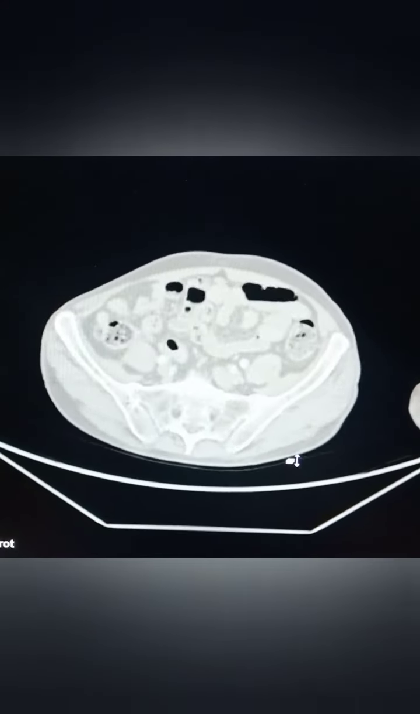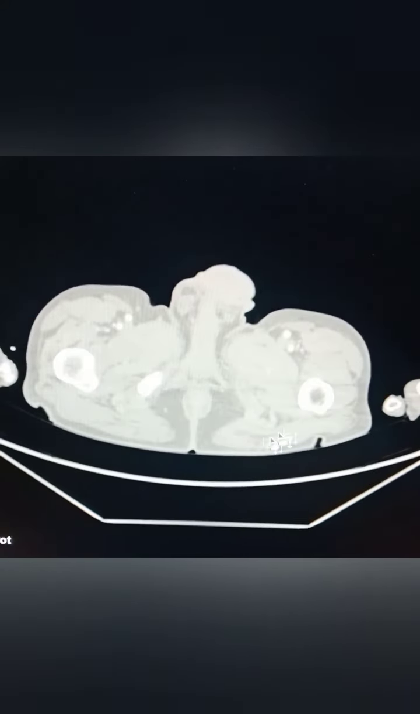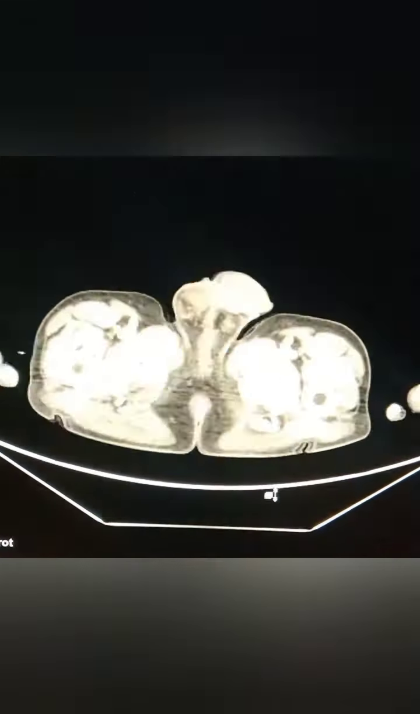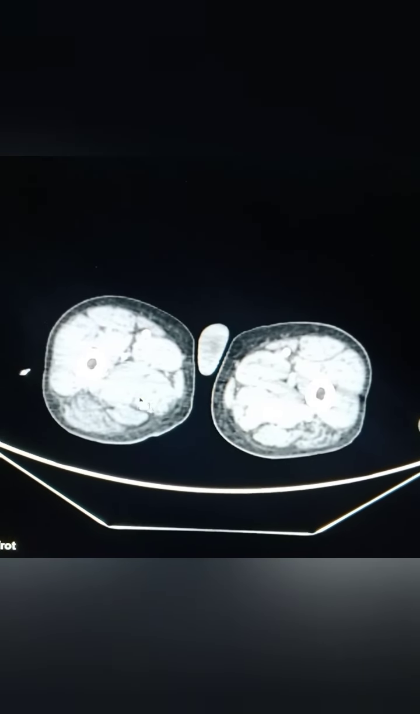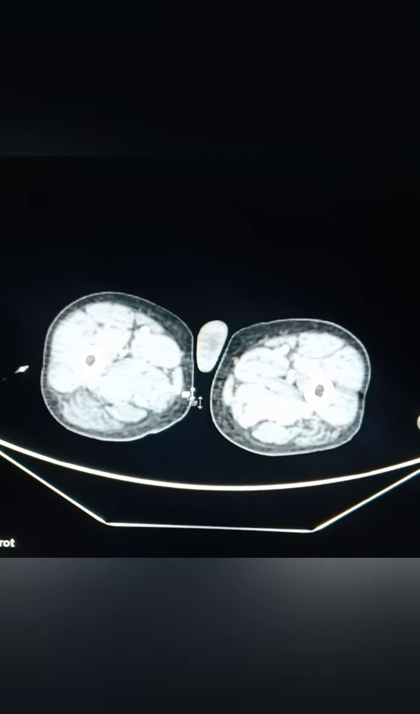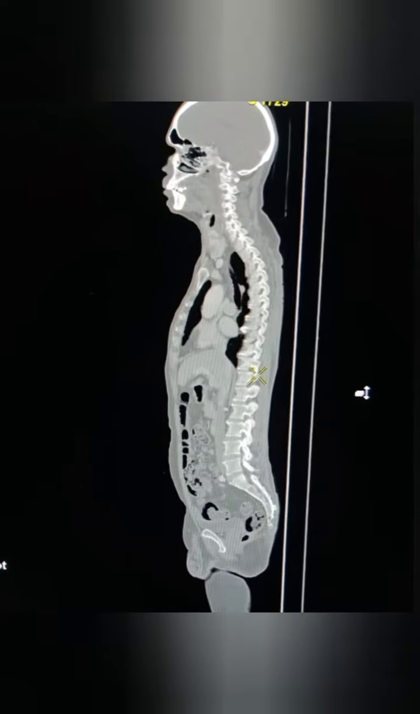and the femora, both the femora, the heads of the femora, and they continue down, and the shafts. These are the thigh muscles: the medial compartment, the adductors, the anterior compartment, the quadriceps, and the posterior compartment. This is a sagittal image.